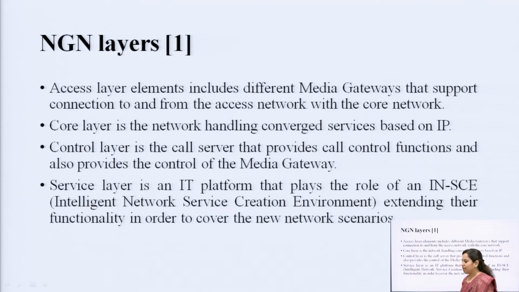Now, the NGN layers. The first one is the access layer. What does it mean? The access layer elements include different media gateways that support the connection to and from the access network with the core network. So, basically there are different types of gateways, like a router, a switch, a hub, a bridge. These are some of the media gateways which provide the connection to and from the access network. The core layer is the network handling converged services based on the internet protocol.